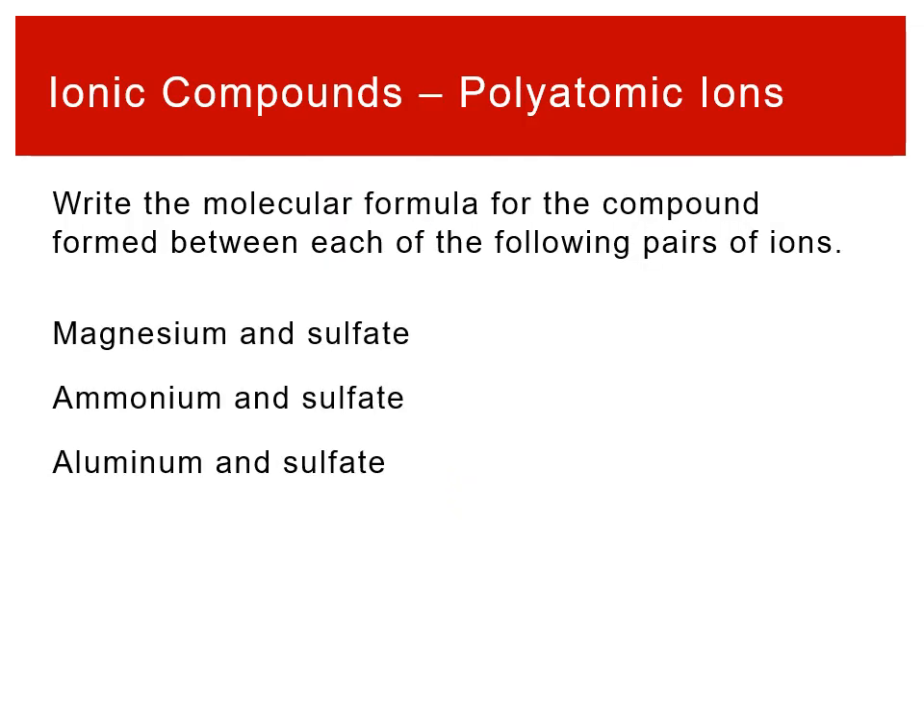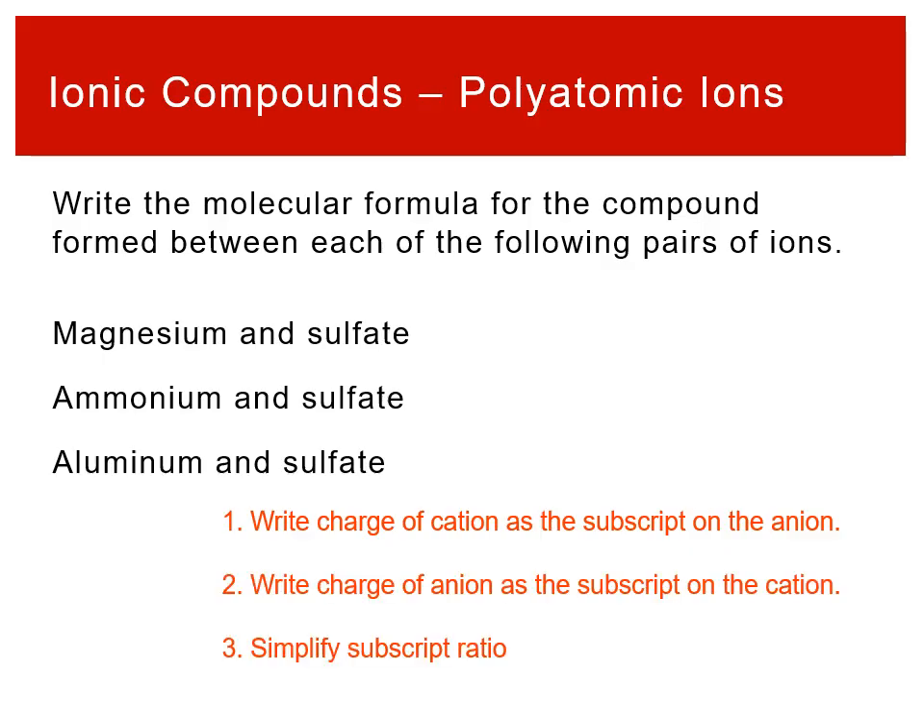All right, let's look at some examples of writing molecular formulas for compounds between these ions. So I have magnesium and sulfate. And so even though I'm looking at polyatomics, I'm still going to use the same crossover method. So write the charge of the cation, write the charge of the anion, and then simplify. So if I start with magnesium and sulfate, magnesium is +2 and sulfate is -2. When we move them over, I'd get the 2 and the 2.